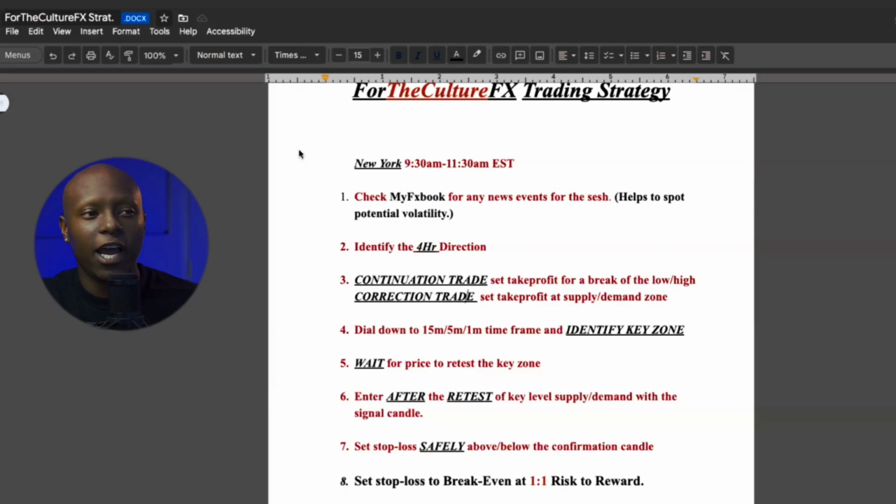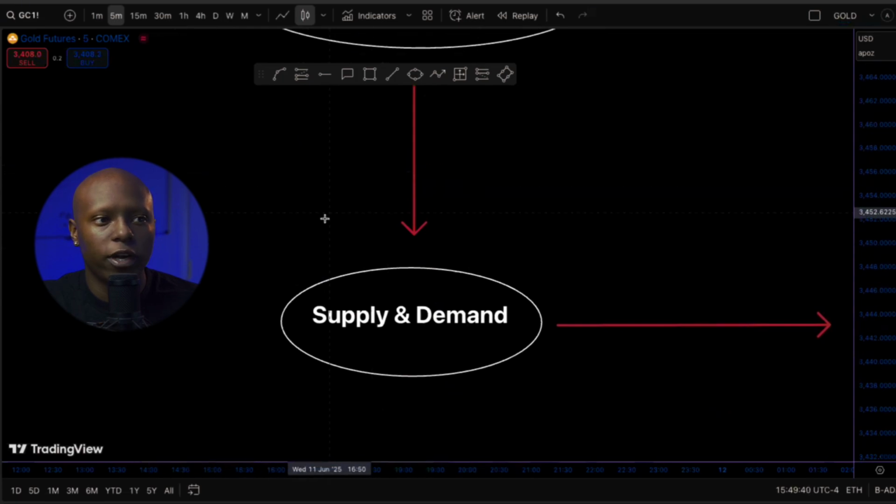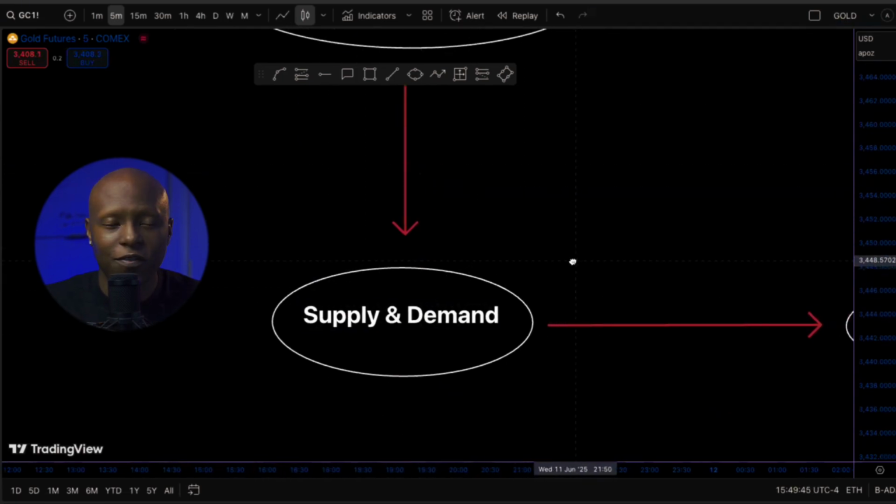For my strategy, I have two ways of executing, and that is a continuation-based trade or a correction-based trade, which we're going to be talking about today. So first, we're going to use our correction-based trade and partner it with supply and demand. This is going to be very, very important.